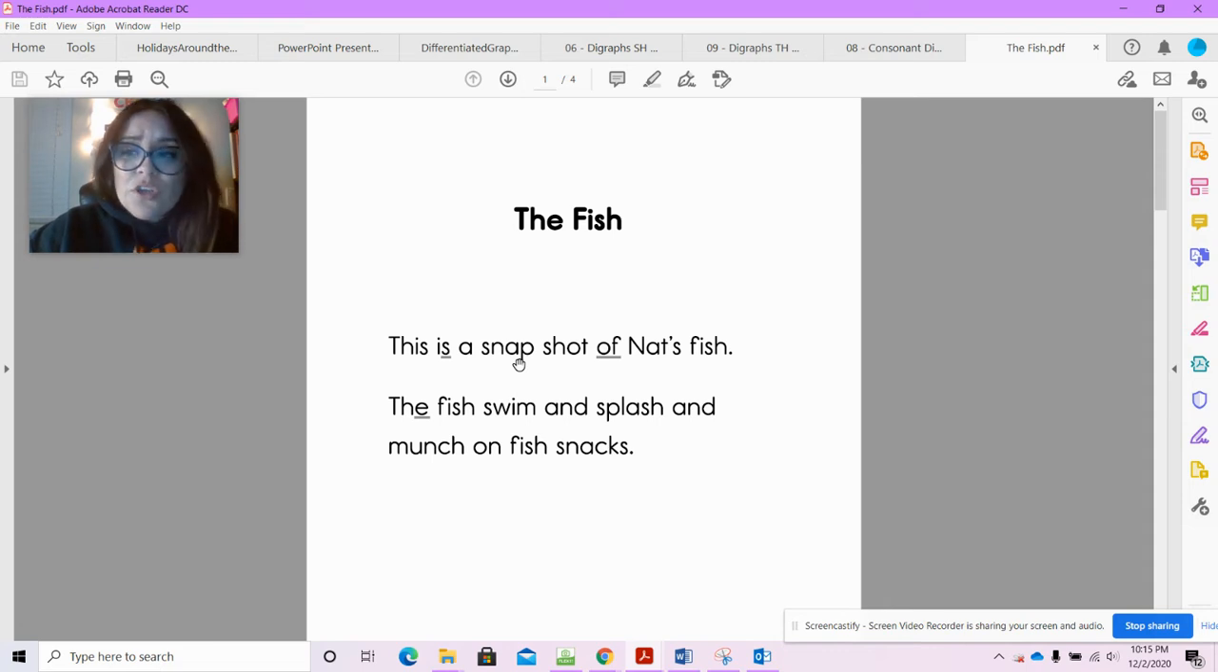okay? And then the more you practice them, the better you're going to get at it. The faster it's going to be, the easier it's going to be, and you're going to be reading these like a piece of cake in no time. So let's read it again together. The fish. This is a snapshot of Nat's fish. The fish swim and splash and munch on fish snacks.